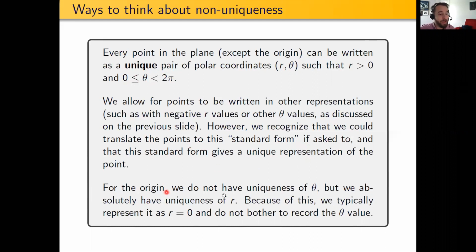For the origin, we do not have uniqueness of theta, but identifying r equals 0 is enough. Once we know r equals 0, we know that we are looking at the origin. So that is how we get a little bit around this non-uniqueness issue, and that allows us to continue discussing polar coordinates within a given standard form.